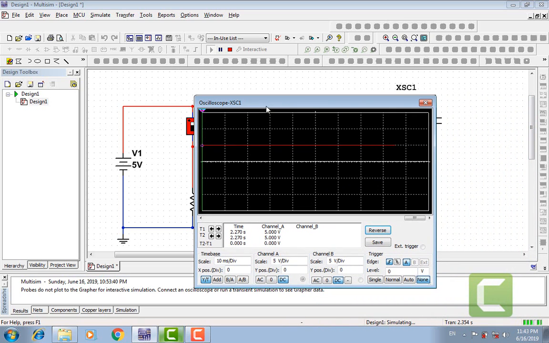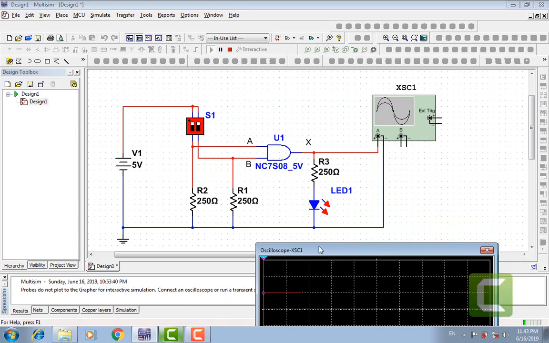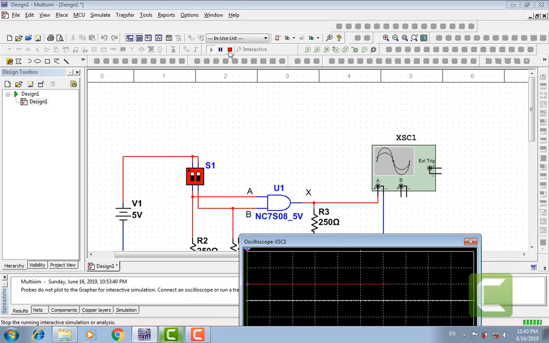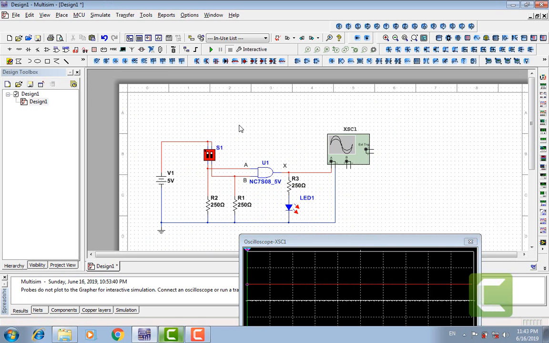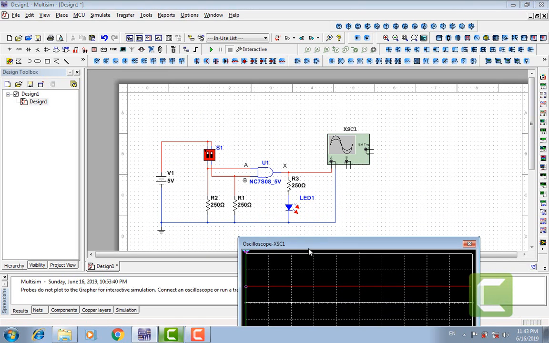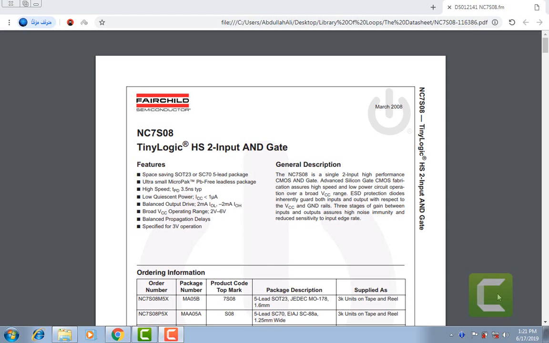As you see guys, this is a data sheet of the IC. Its model is NC7S08, Tiny Logic, two onboard AND gate.